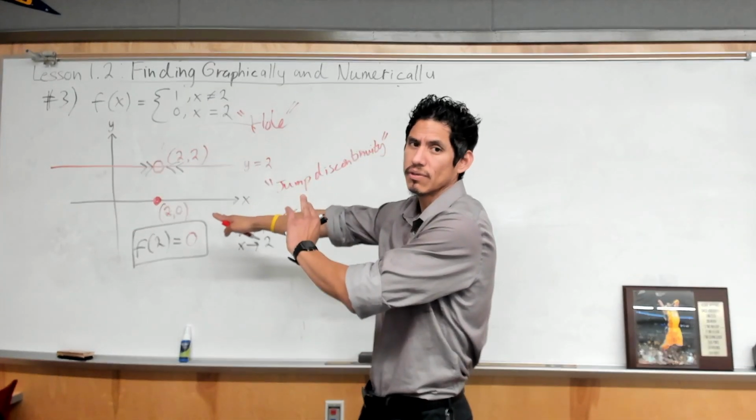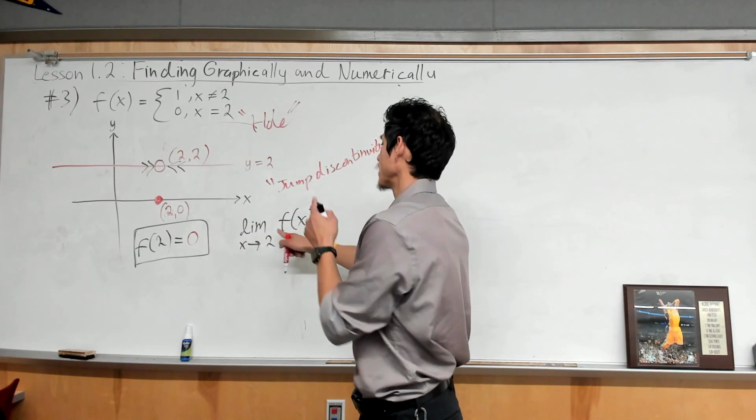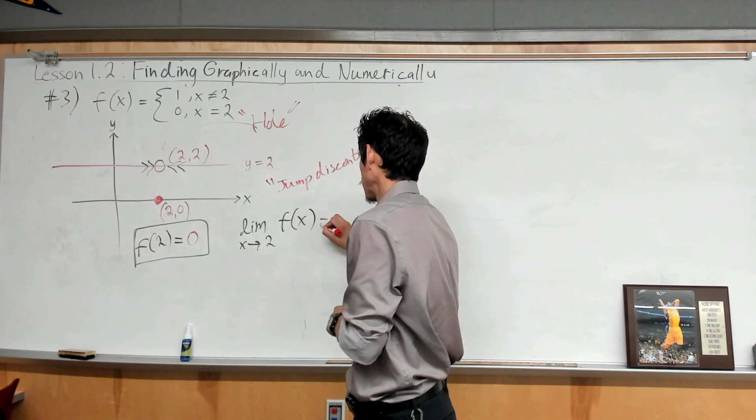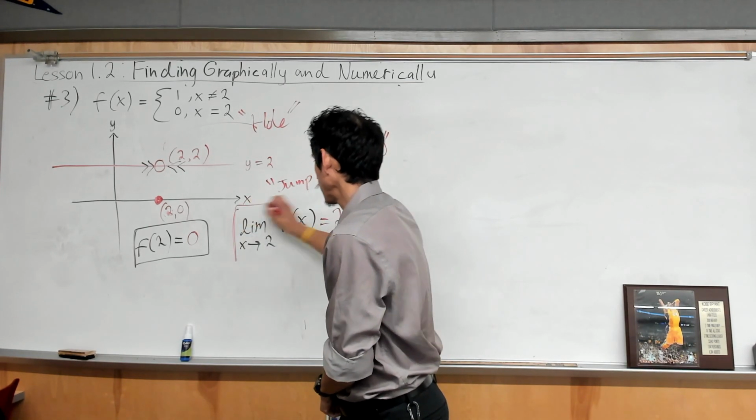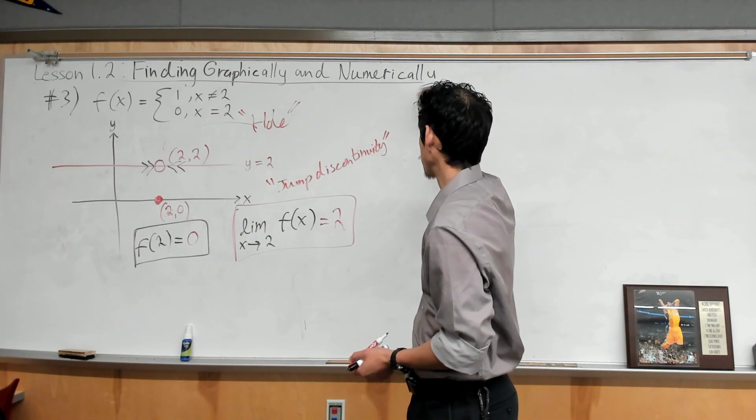f of 2 is 0, so the function is defined there, and the limit of f of x as x approaches 2 is equal to 1. So this is an example where the function is defined and the limit is defined, and they're not the same thing.